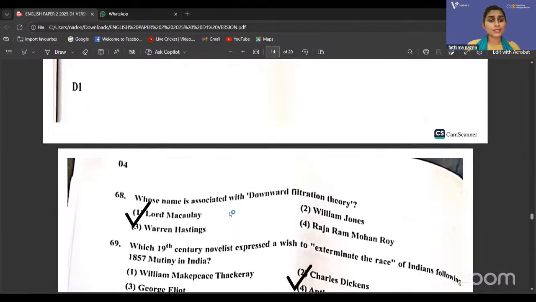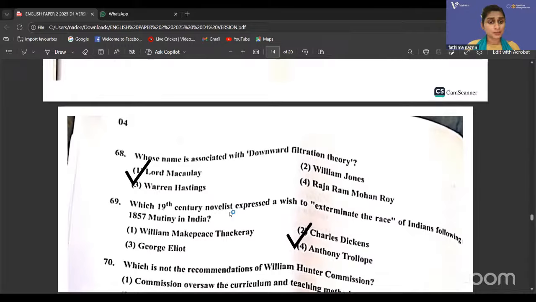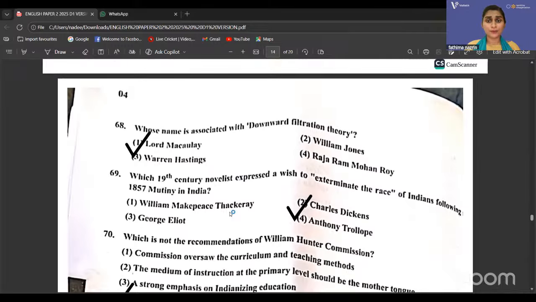Now, coming to the 68th question, whose name is associated with downward filtration theory? This is again Lord Macaulay. You have many questions from Macaulay and Macaulay's Minutes. Okay, so the answer for 68th question is option 1.